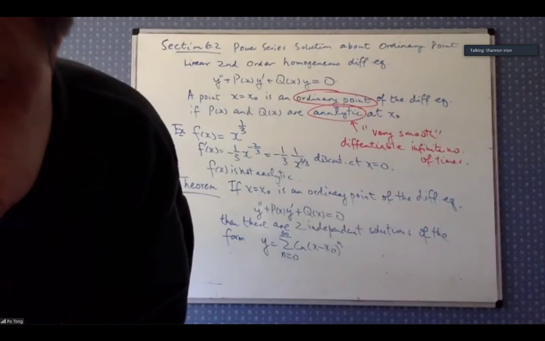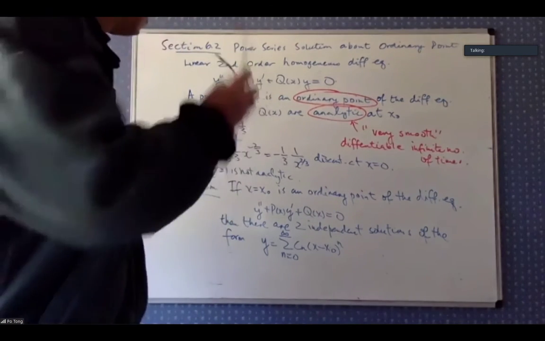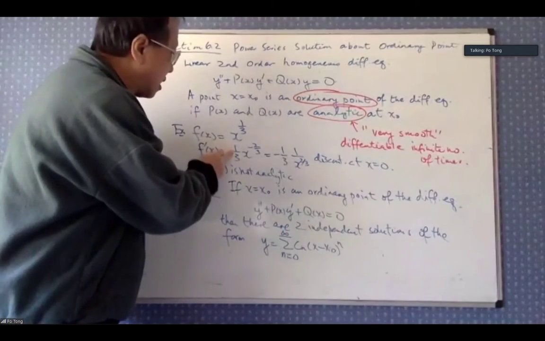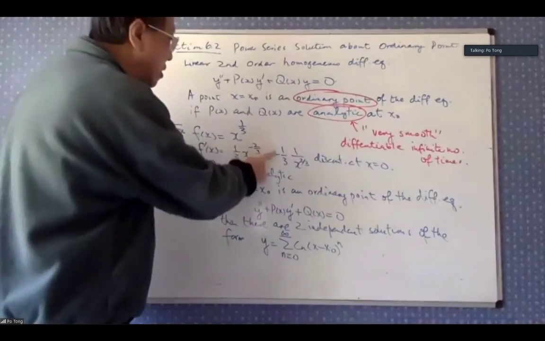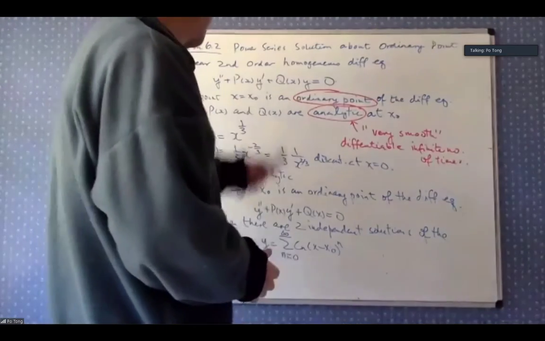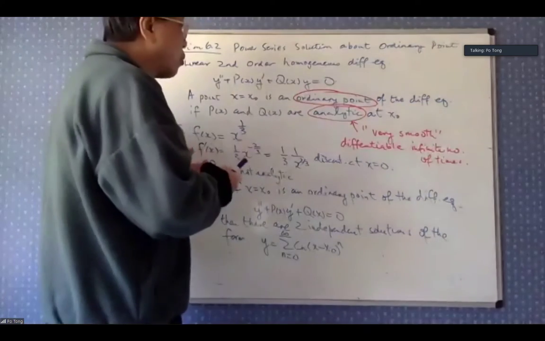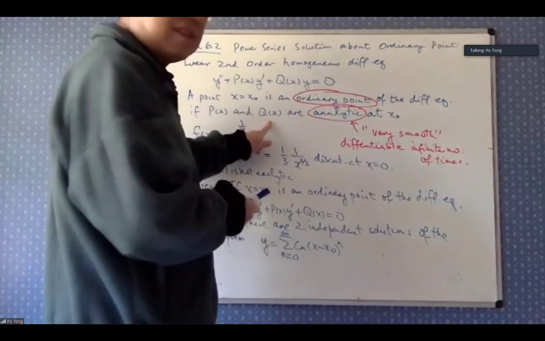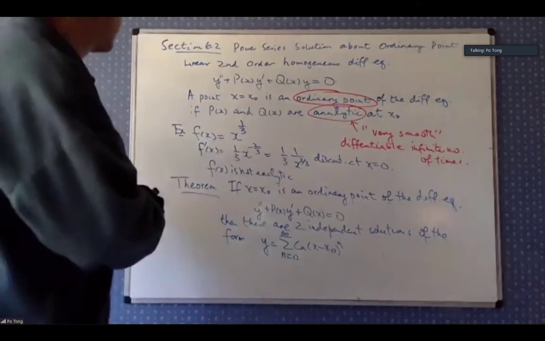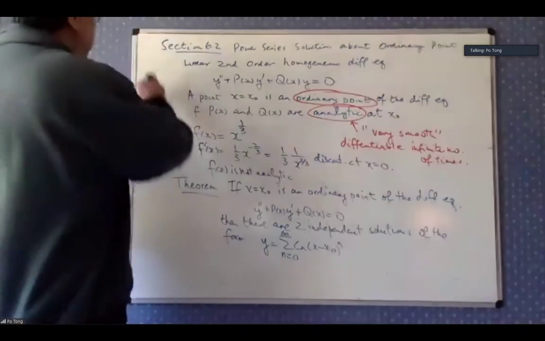Sorry, Professor, I didn't get the definition of the ordinary point. Oh, sorry, I just looked at the chat and I have a mistake here. Okay, so the definition of ordinary point. An ordinary point is a point where both p(x) and q(x) behave very nicely. Because p(x) and q(x) are some functions.